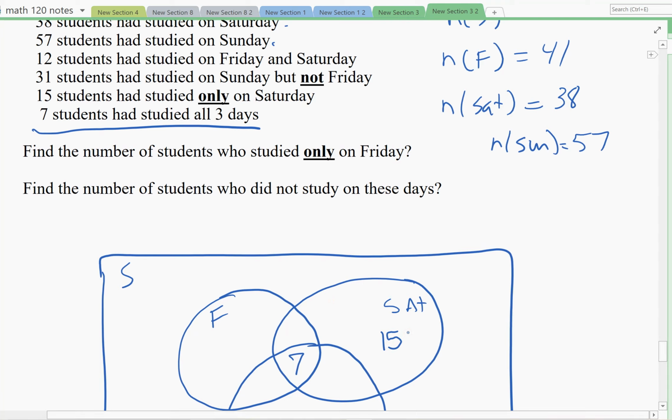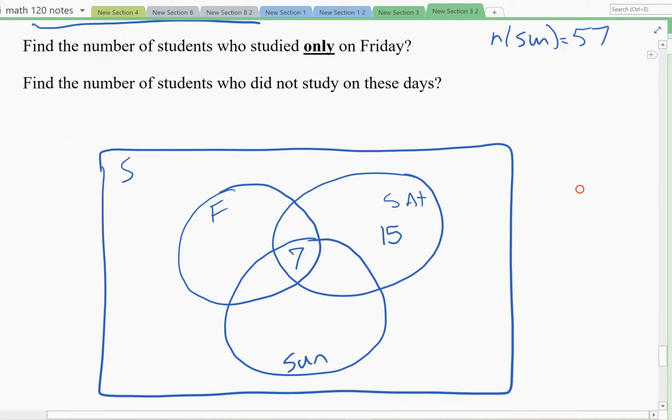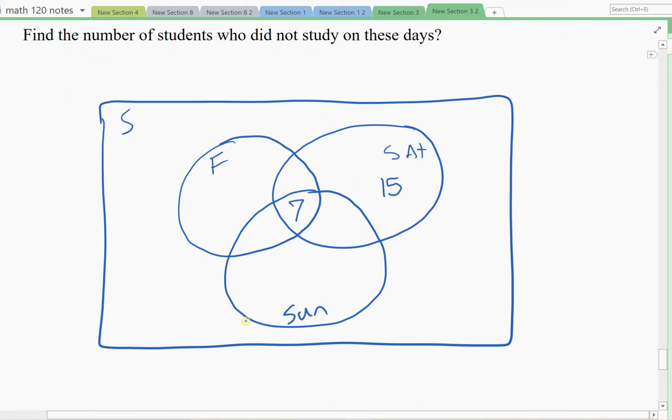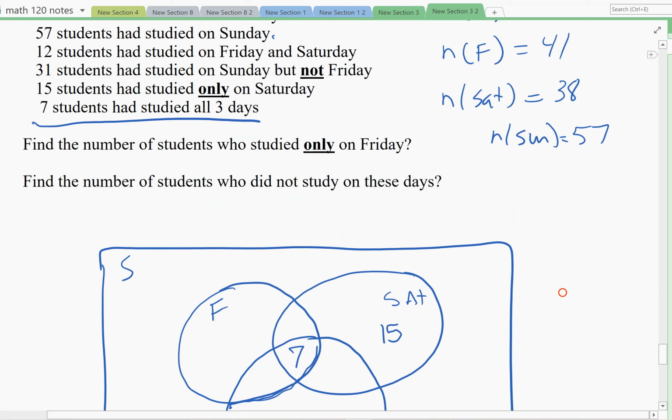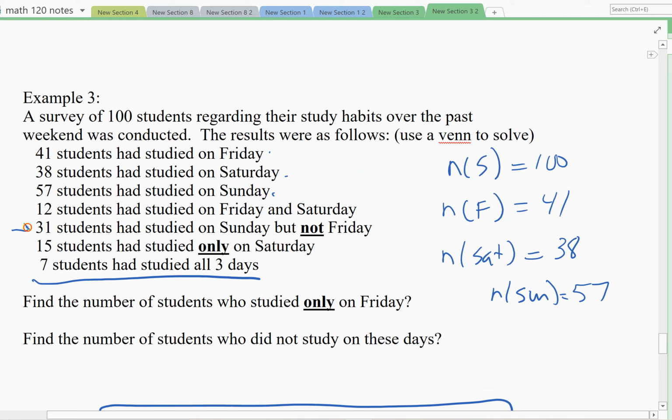31 studied on Sunday, but not Friday. So 31 studied on Sunday. So I'm in the study on Sunday, but not Friday. Well, I can't use that yet, because I don't know if they studied on Saturday or not. I just know 31 students studied on Sunday, but they were outside of the Friday circle. So I'm going to have to hold on to the 31. I have to come back to 31.